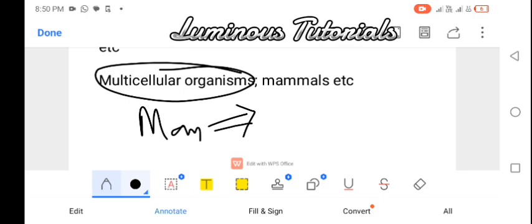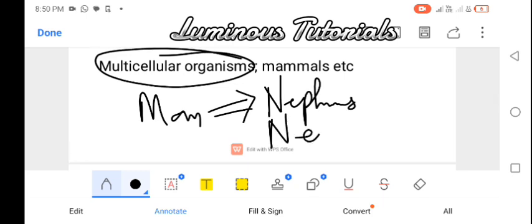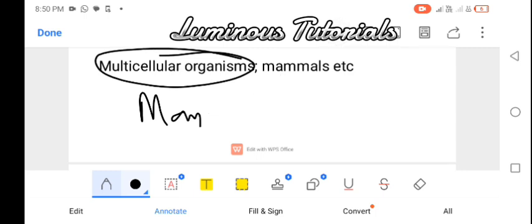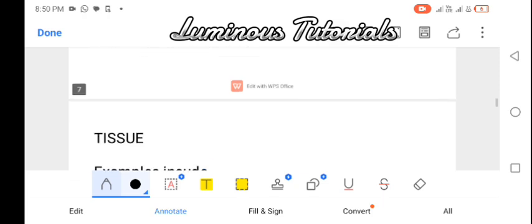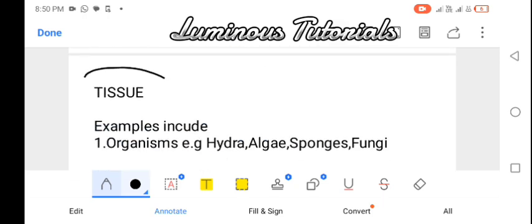So you discover that there are other cells your body has. For example, even man has many cells. It has the nephrons, it has the neurons. So many different types of cells are present. So they are called the multicellular organisms. Are we good? Now let's proceed. The next thing is tissue, which is the second level of complexity.